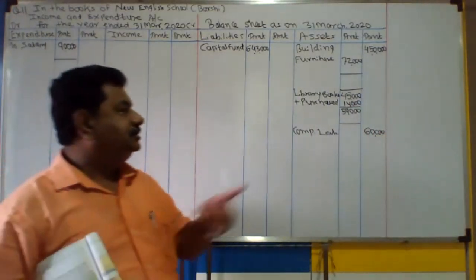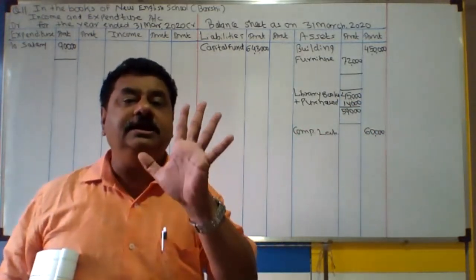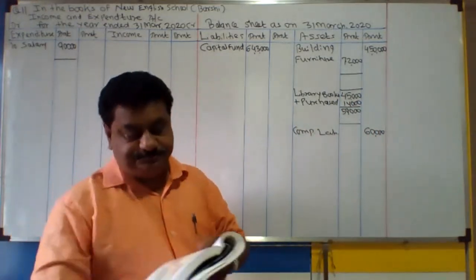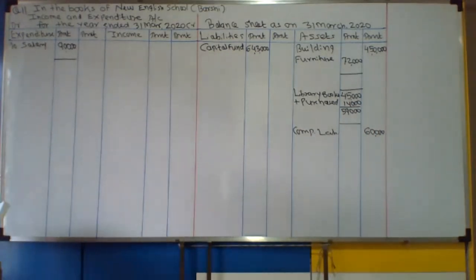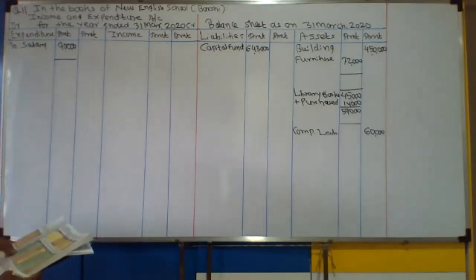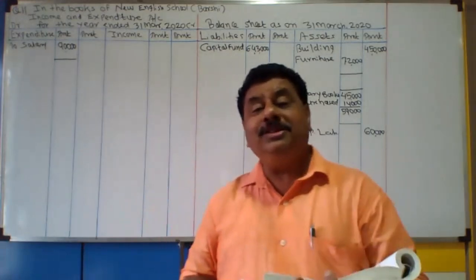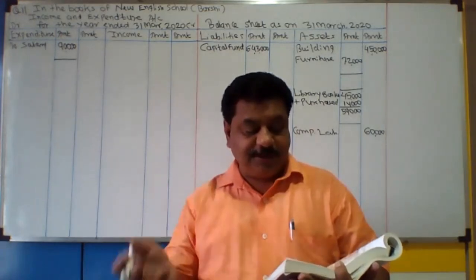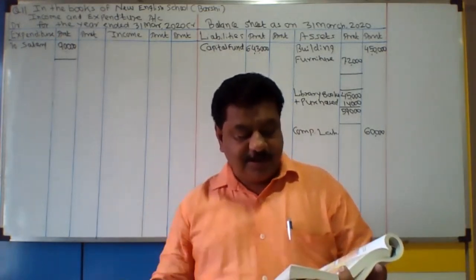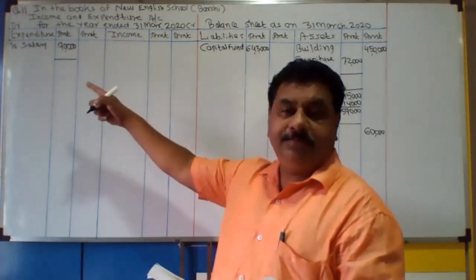For library books, purchase is added in the inner column because there is depreciation on the library books. Then office rent, stationery, sundry expenses, insurance, sports expenses, annual gathering expenses. Why am I reading so fast? Because all these are expenses. By office rent, by stationery, by sundry expenses, by insurance, by sports expenses, by annual gathering expenses. These expenses are to be debited to income and expenditure account.